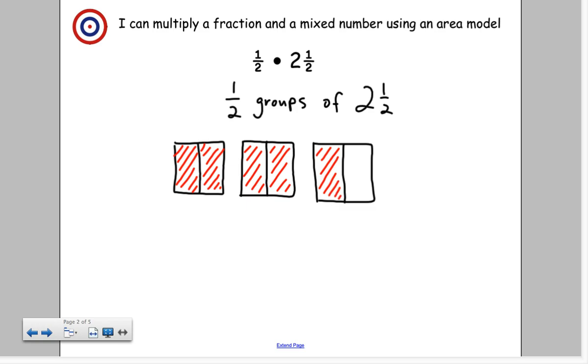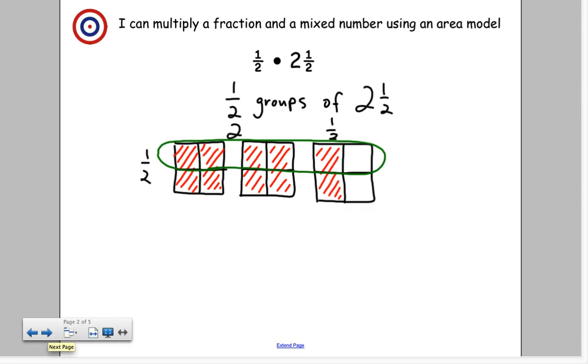Now what we're going to do is this represents, let's see, 2 1/2. And we're actually going to multiply this, or we're going to find 1/2 of that amount. So what I'm going to do is I'm going to split everything in half. You can see here I'm taking my entire model and I'm splitting it in half. And what I'm going to do is I'm going to find half of all of that. So if I were to look at this amount here of all that I have, I've got 2 1/2, and I'm going to find half of that.